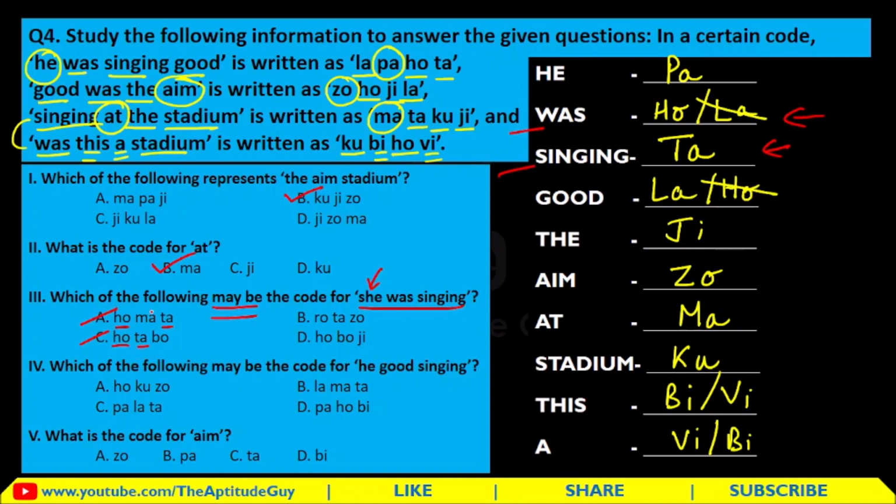Option A has ma, and ma is already the code for at. So can it be the code for she? Absolutely not. So of course option A is wrong, option C is correct.